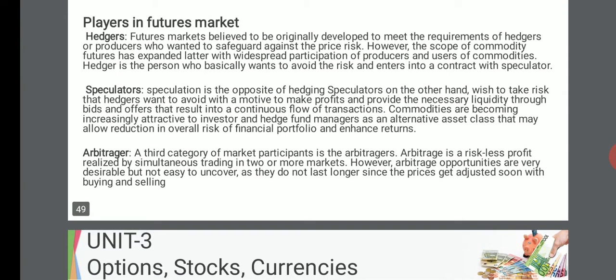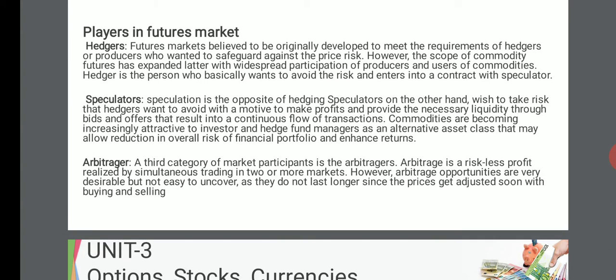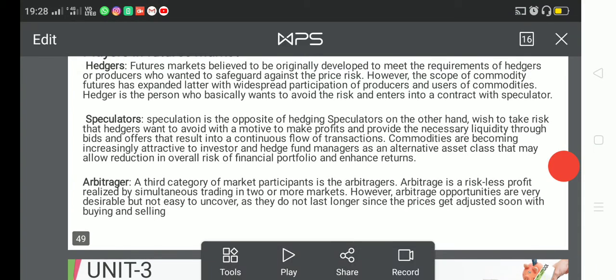Players in the futures market. There are three kinds of players: hedgers, speculators, and arbitrageurs. Hedgers: futures markets are believed to have been originally developed to meet the requirement of hedgers or producers who want to safeguard against price risk. However, the scope of commodity futures expanded later with widespread participation of producers and users of the commodities. A hedger is a person who basically wants to avoid risk and enters into a contract with a speculator.